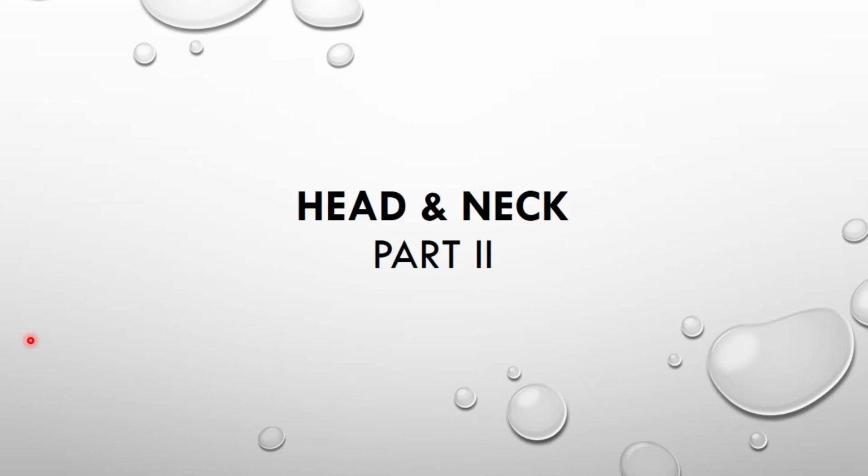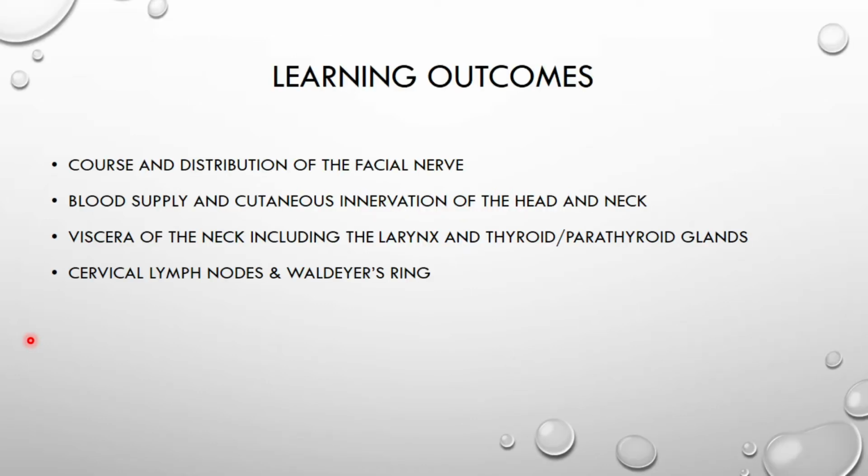In this session, we're going to continue our look at the head and neck. We're going to think a little bit more about the facial nerve. We mentioned the motor roots of the facial nerve previously, and now we're going to think about the actual course and the distribution of the facial nerve, because it has other functions other than solely supplying the muscles of facial expression. We're also going to think about the blood supply and the cutaneous supply, which means the supply to the skin. So the cutaneous innervation of the head and neck.